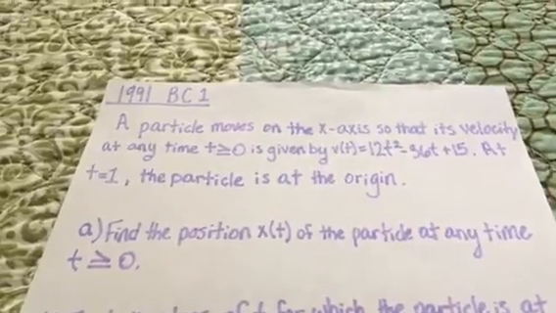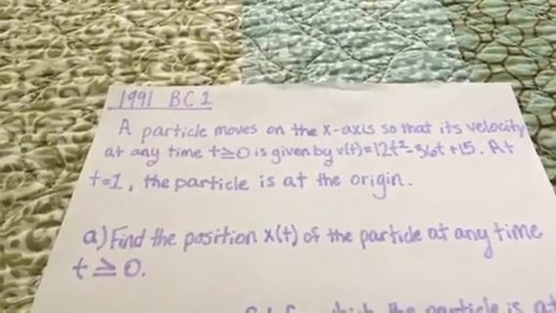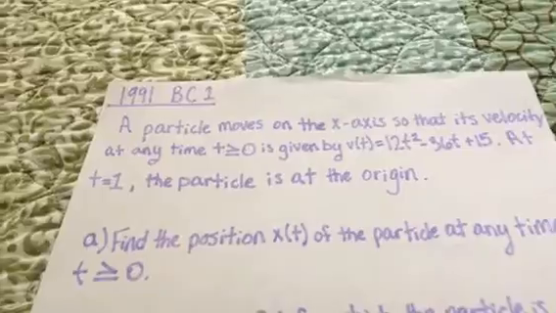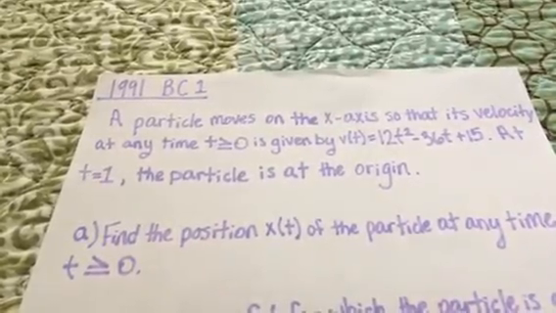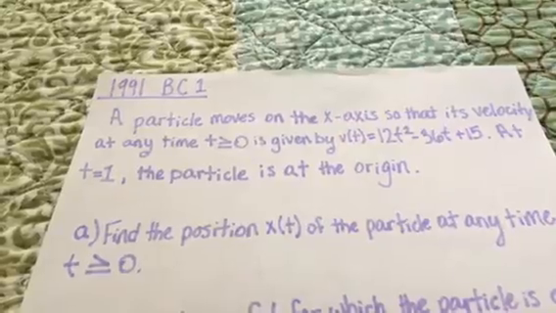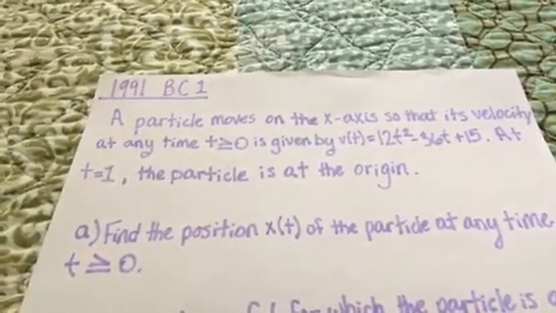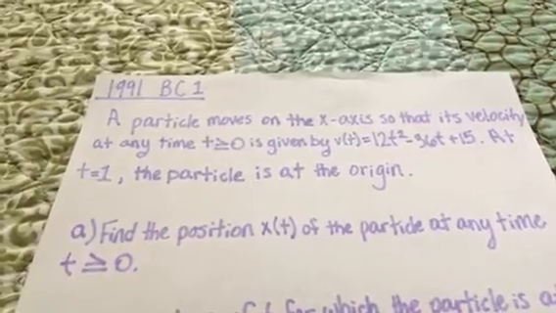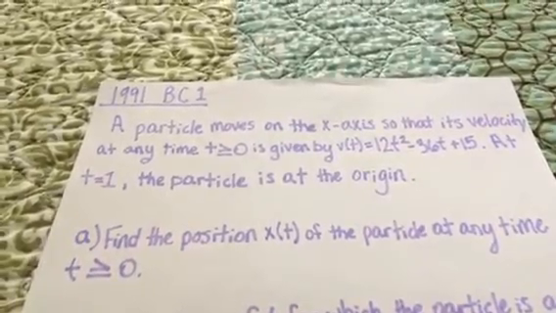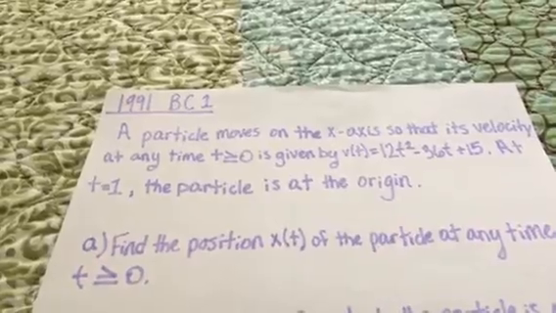I hope you learn. The first one is 1991 BC1. So, the information we are given. A particle moves on the x-axis so that its velocity at any time t greater than or equal to 0 is given by v of t equals 12t squared minus 36t plus 15. At t equals 1, the particle is at the origin. Don't forget that last part, it will be important later.